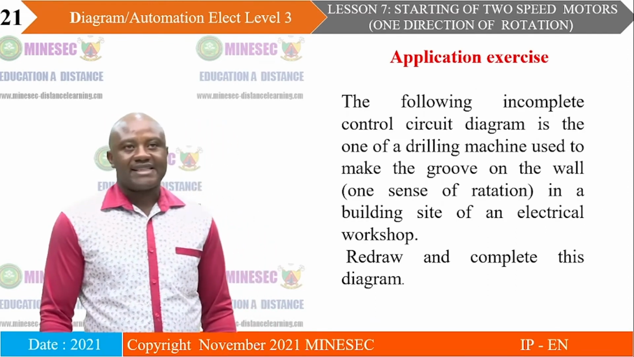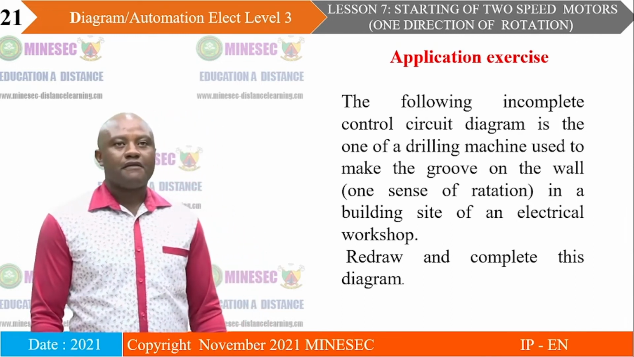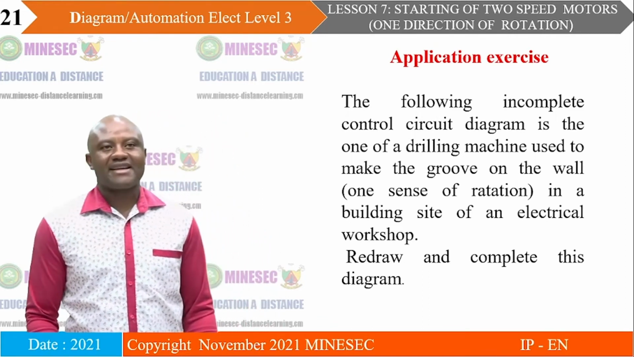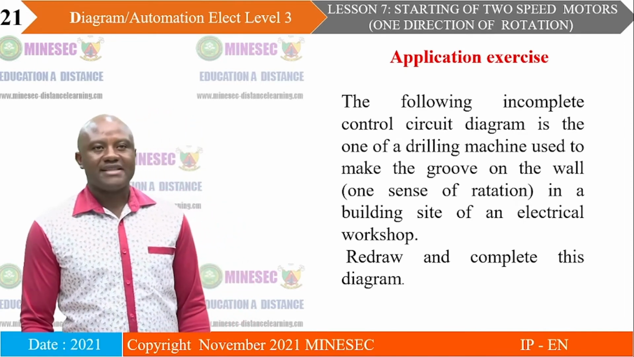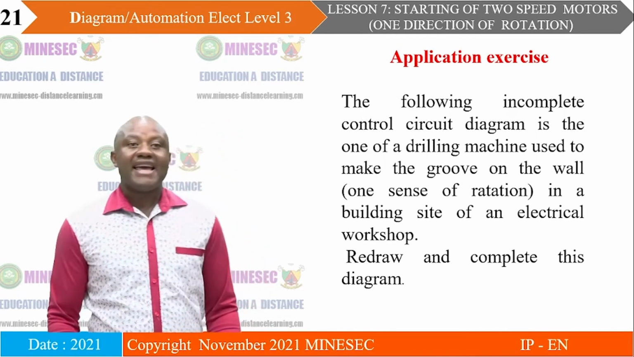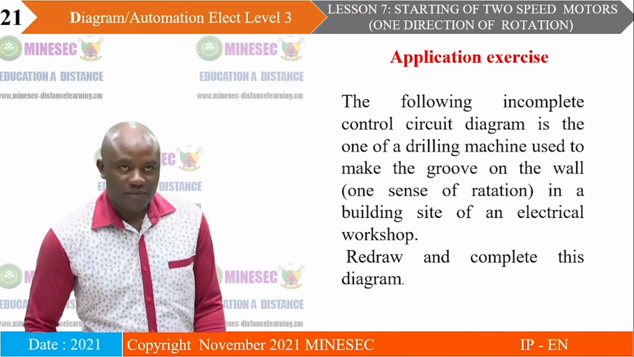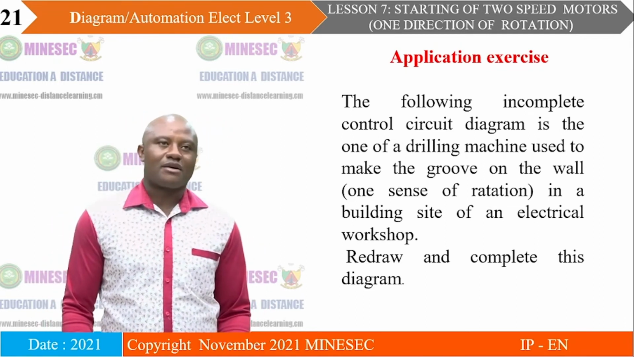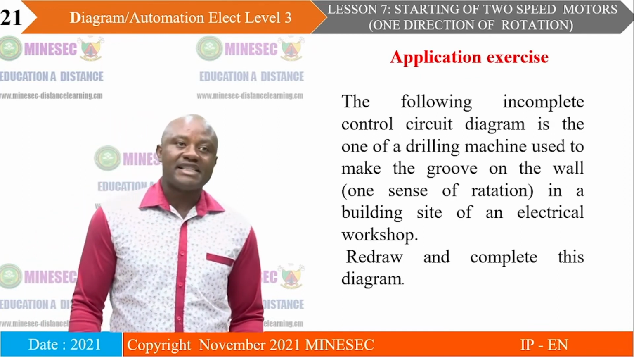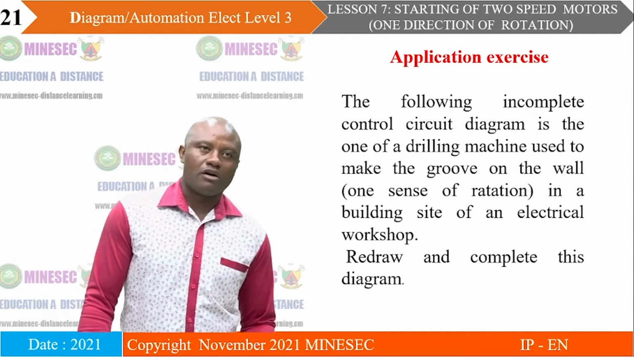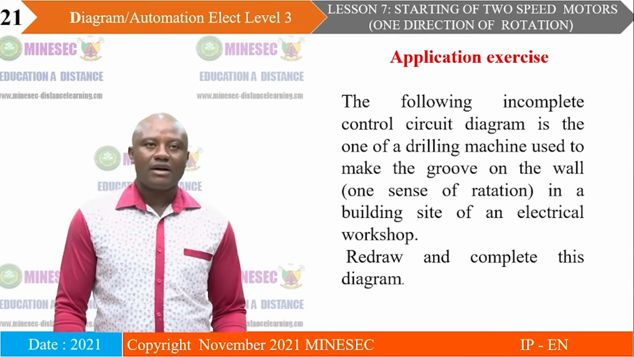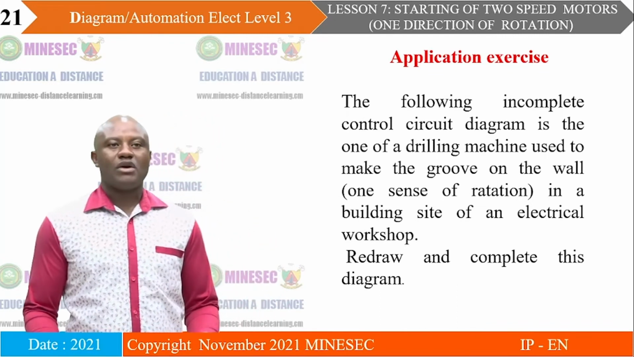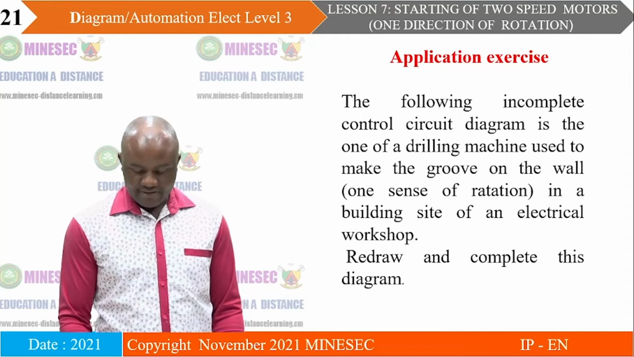Let's look at this exercise. The following incomplete control circuit diagram is the one of a drilling machine used to make the groove on the wall, one sense of rotation, one direction of rotation, in a built-in site of an electrical workshop. Redraw and complete this diagram. So let me read again. The following incomplete control circuit diagram is the one of a drilling machine used to make the groove on the wall, one direction of rotation, in a built-in site of an electrical workshop. So you need to redraw and complete the following diagram.